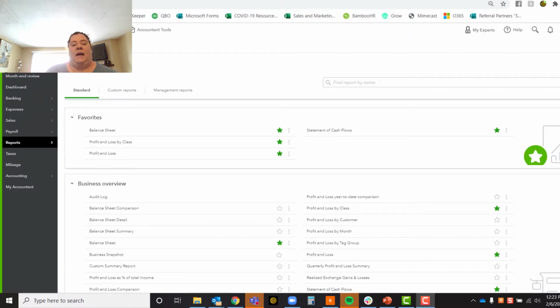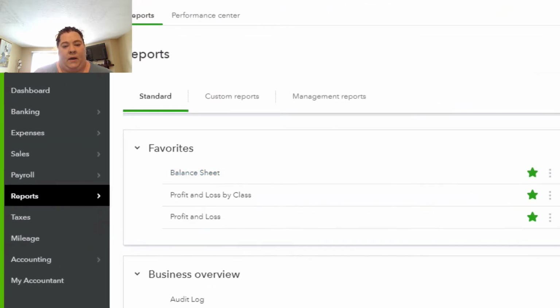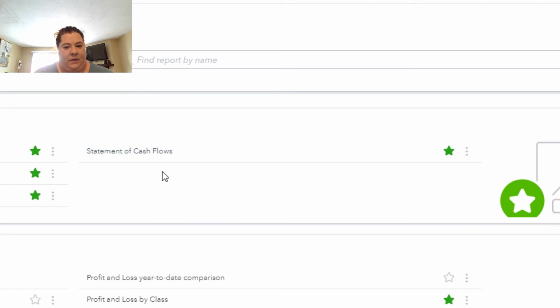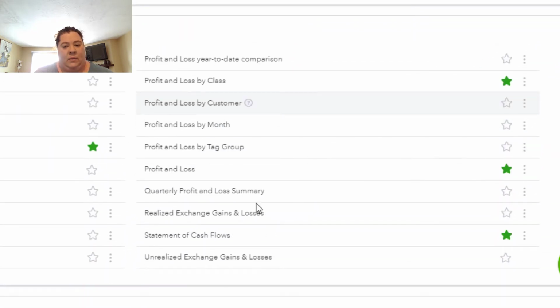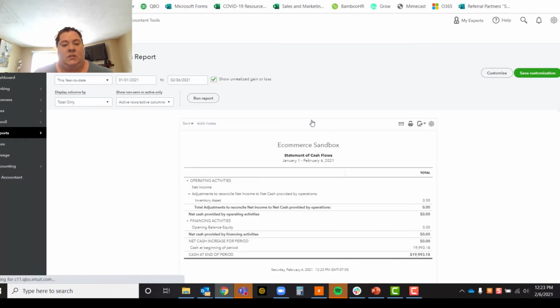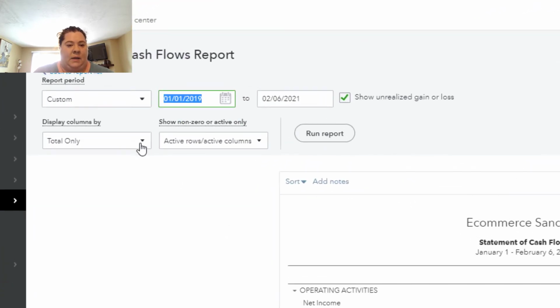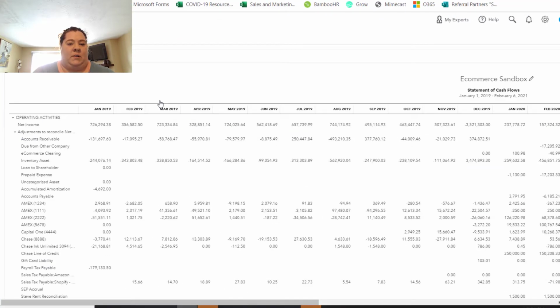So let's take a look at the cash flow statement as it comes out of QuickBooks and explain how to understand this. So I come over here to reports. If I've already favorited it, it will be up here in the favorites. And if I haven't favorited it, then it'll be down here in business overview. In order to favorite it, I just click that green button and then it'll come up here and stay here. So I'm going to click on the statement of cash flows, and I'm actually going to back this up a couple of years, and I'm going to have it display this data by months and then run this report.